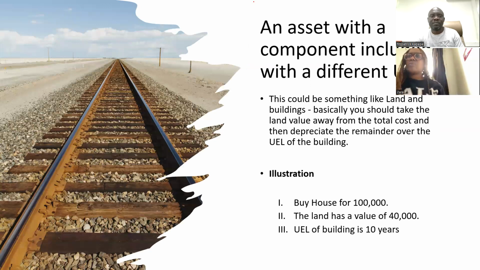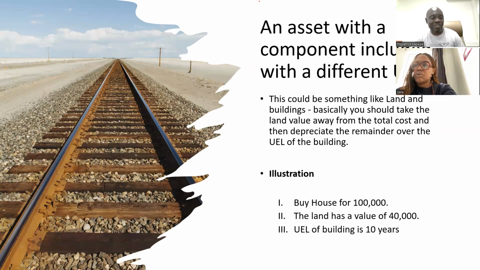Next, an asset with a component that has a different use or a different economic life. This could be something like land and buildings. Basically, you should take the land value away from the total cost and then depreciate the remainder over the useful economic life of the building. And we normally do that.